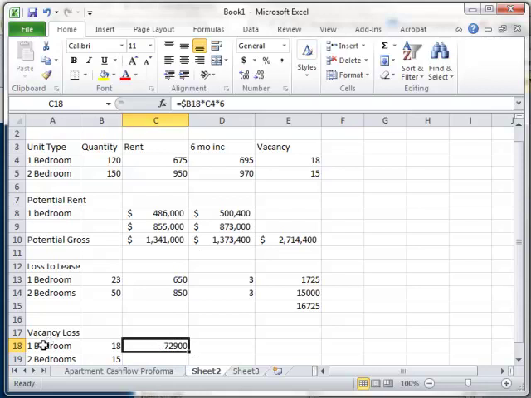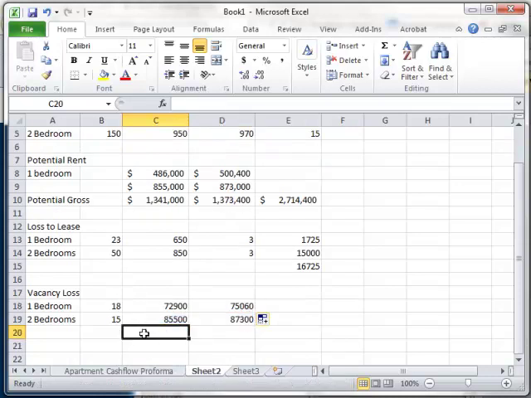So because of vacancy, the 18 vacancies that we have is costing us for that first 6 months almost $73,000. Pull that over. The second half of the year, those 18 vacancies are costing us about $75,000. Pull that down and we can see the cost for our two bedrooms. So our vacancy losses, we use that sum function in Excel to put the total for these two items, and I'll pull that across and it'll give me a total for that column.